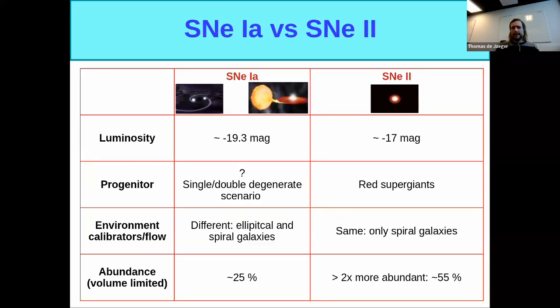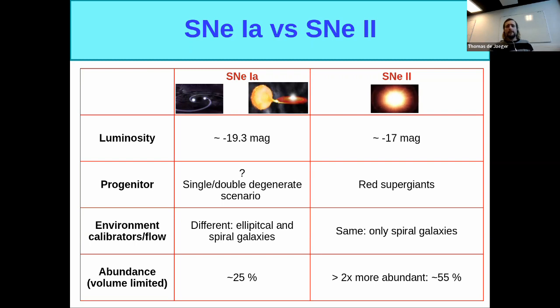So in the comparison between type 1a and type 2s, of course, type 1a are much more luminous than type 2s. So it's more difficult to find type 2s because all the surveys are magnitude limited, generally. But the luminosity of type 2s is enough to find them up to a redshift of 0.4. So they are enough to measure the Hubble constant. No need to reach higher redshift.